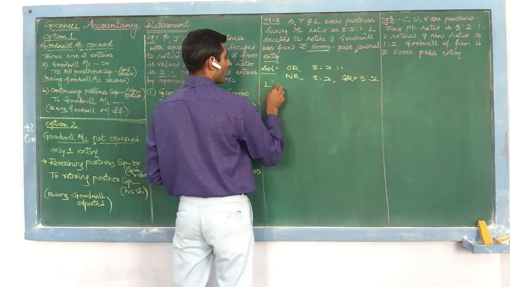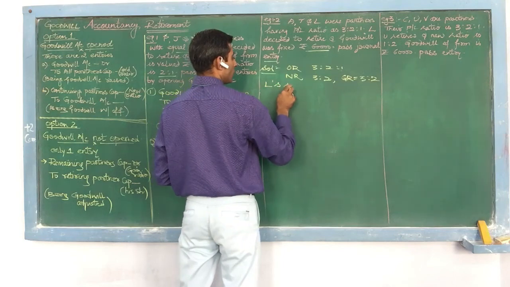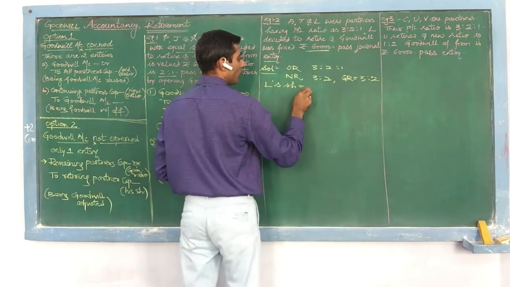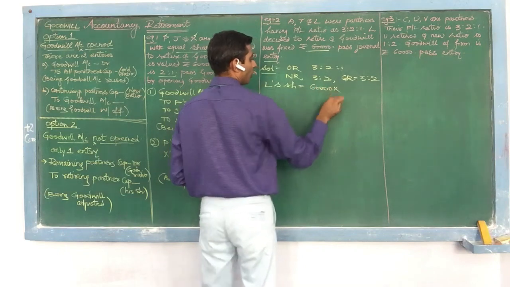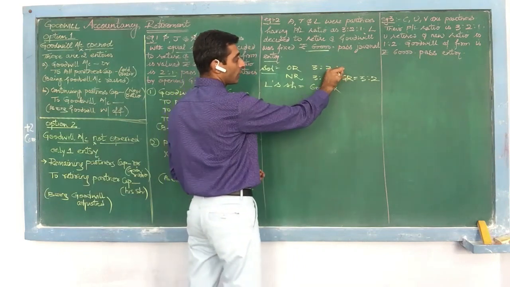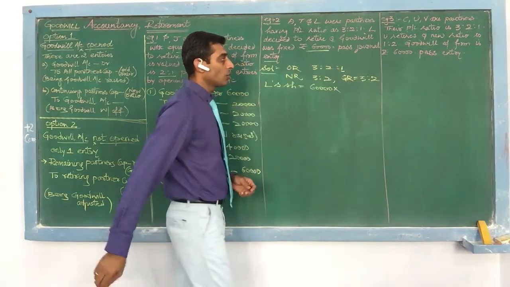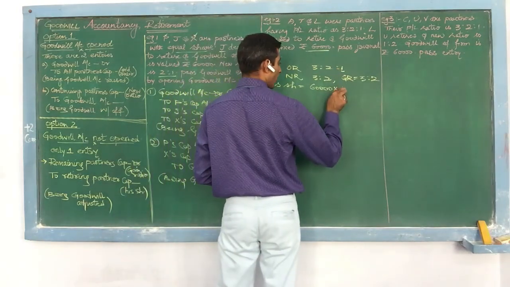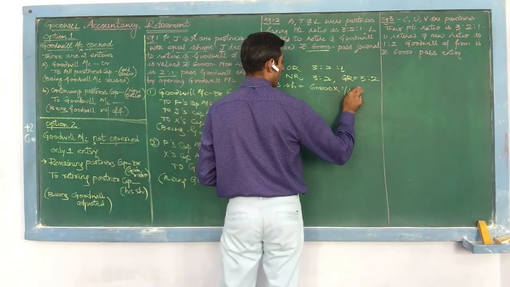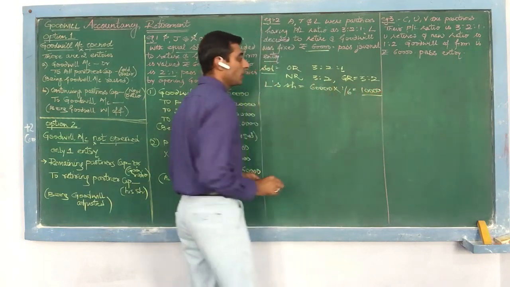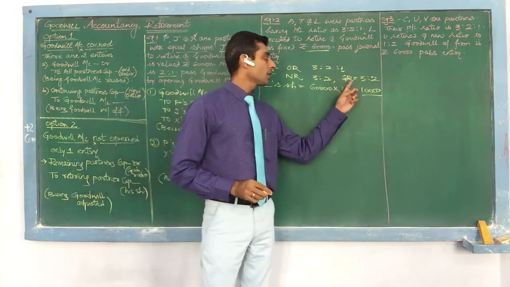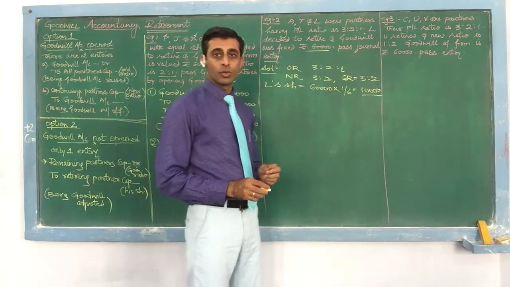Since this goodwill is of the firm, 60,000, we have to find the share of the retiring partner. In our question, L is retiring, therefore L's share of goodwill will be 60,000, which is of the firm. Out of the firm, retiring partner's share comes out to be 60,000 multiplied by 1/6, and the result is 10,000. Now the goodwill would be distributed in gaining ratio, and this amount is to be distributed.